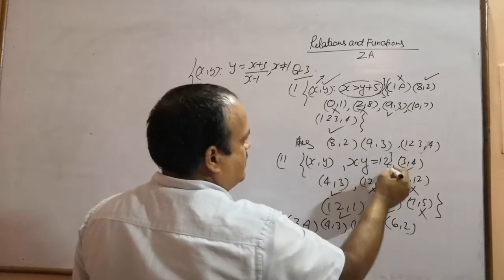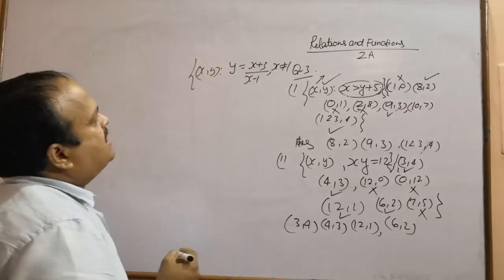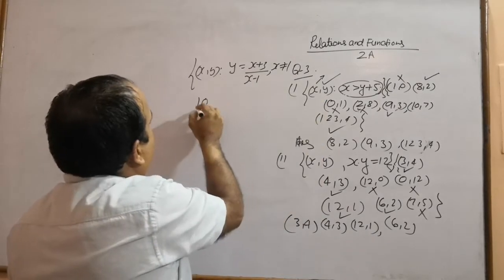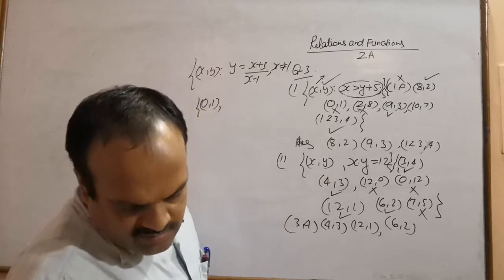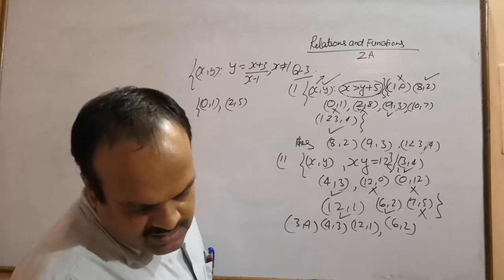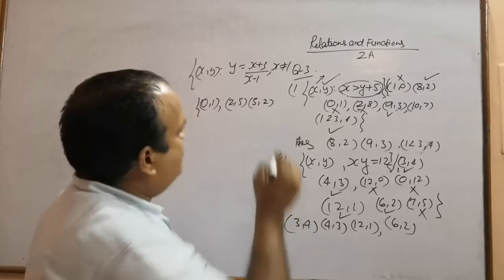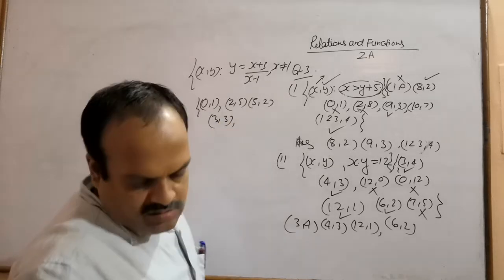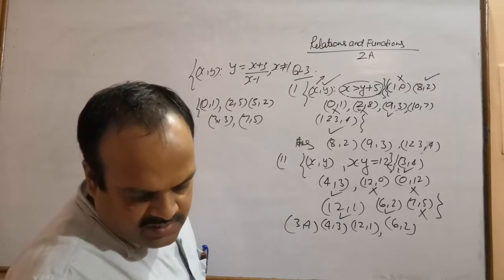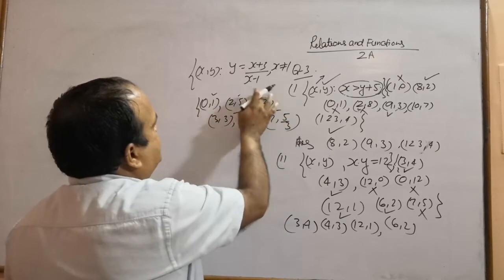The ordered pairs are, let us check. First we will write the ordered pairs: 0 comma 1, 2 comma 5, 5 comma 2, 3 comma 3, 7 comma 5 by 3. So we have 1, 2, 3, 4, 5, 6 ordered pairs.